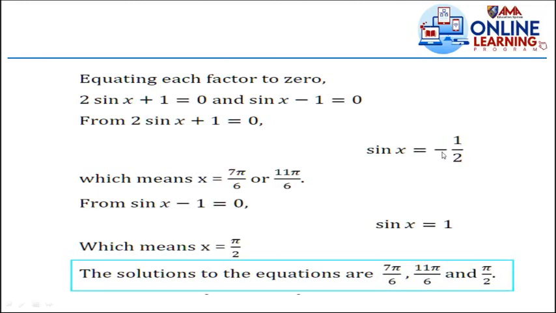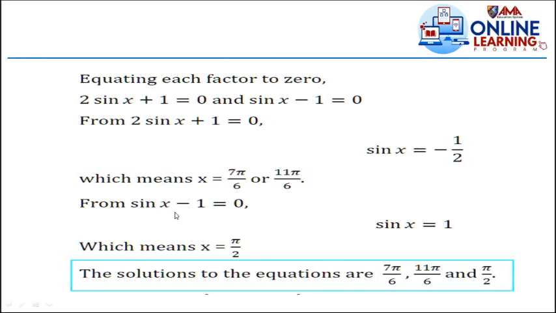So we have, from our formula, sine theta is equal to opposite all over hypotenuse. So this one is from negative 1, the opposite, all over 2. Okay? So that is our value.